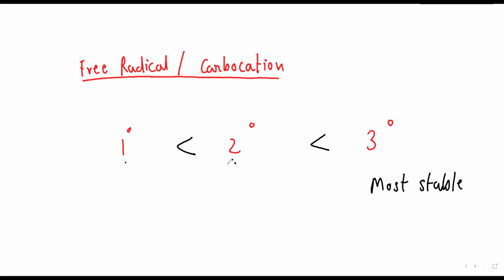Clear? Okay, now listen here. This is for free radical and tertiary carbocation. Why is it more stable? Look, beta, I'll just teach you. Look here, all of you.